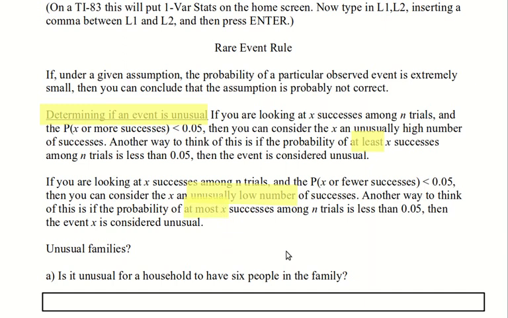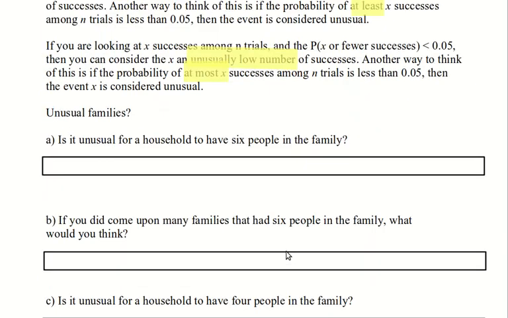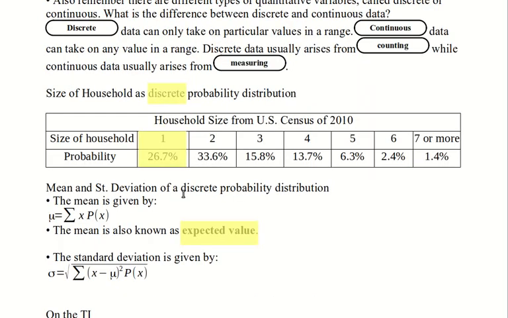So we're basically saying this looks like a small number of successes, but we need to consider not just that particular exact value for x, but everything smaller than it if we want to say that that is an unusually low number of successes. So let's look at an example. Let's compare our family size data and ask the question, is it unusual for a household to have 6 people in the family? Well, when looking back at the household size distribution, we can see that the probability of having 6 people in a family is 2.4%.